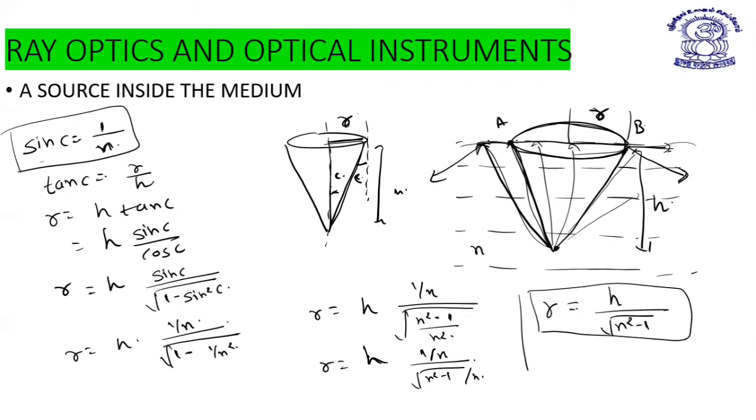If you have been asked that a fish is inside a pond and it sees the outer world as a circular horizon, what is the radius of that circular horizon? This will be the same formula for the circular horizon also, the radius of the circular horizon as seen by the fish. So this is all for today. Thank you.